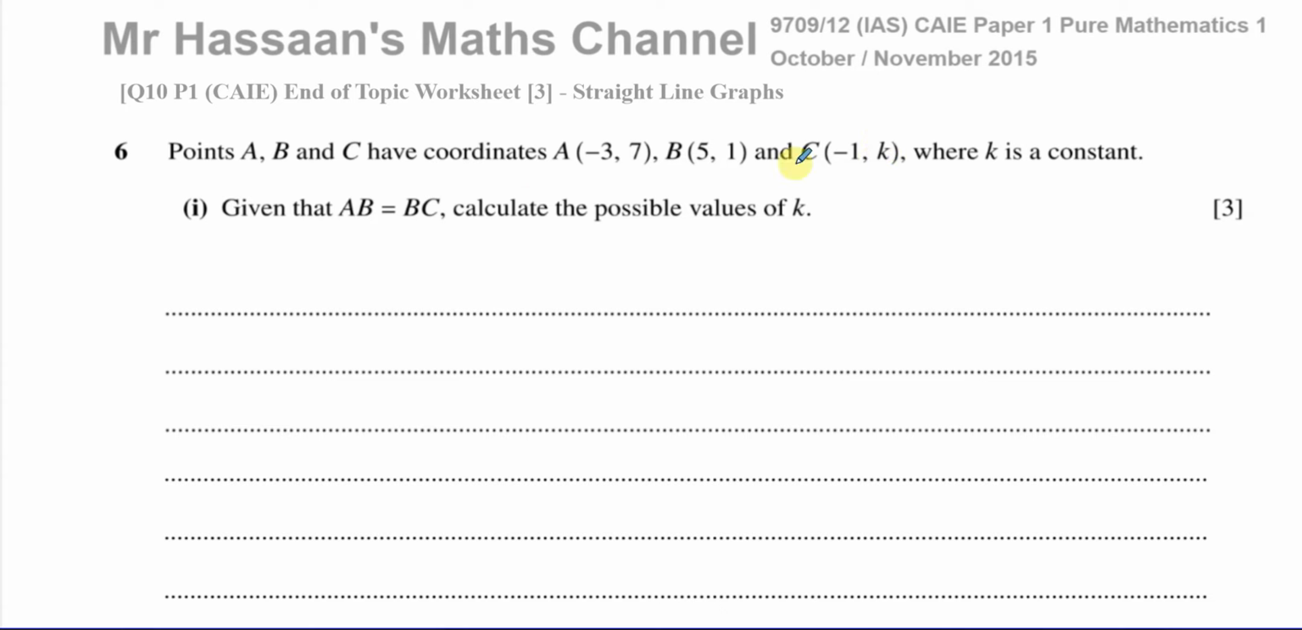So we can work out the length between A and B because they gave us the coordinates of A and B in complete form. And we know that the distance between B and C must be the same as A and B. So the first step here would be to find the length between A and B.